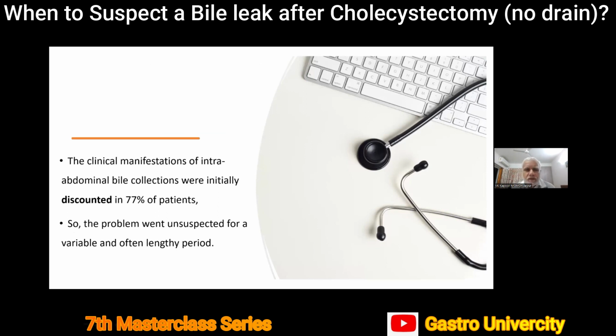And there are reports which say that patients who ultimately were found to have these bile collections, initially it was either not suspected or it was discounted. That patient had some problems, but we said, no, no, no, you are all right, go home, nothing to be worried. So this is frequently reported in a series of bilomas or bile collections.